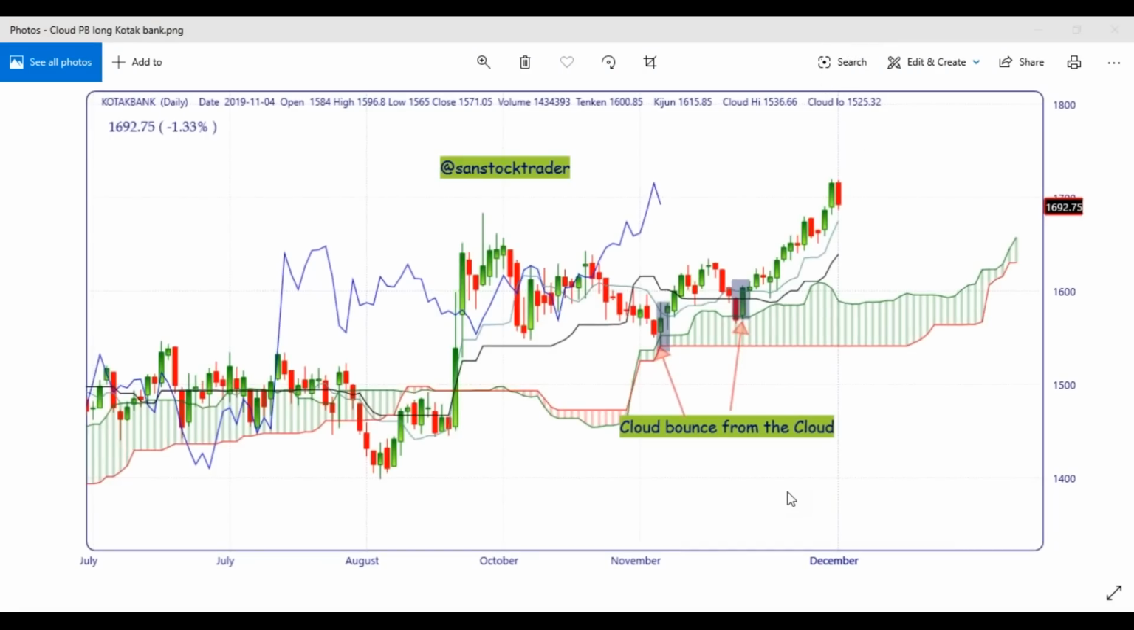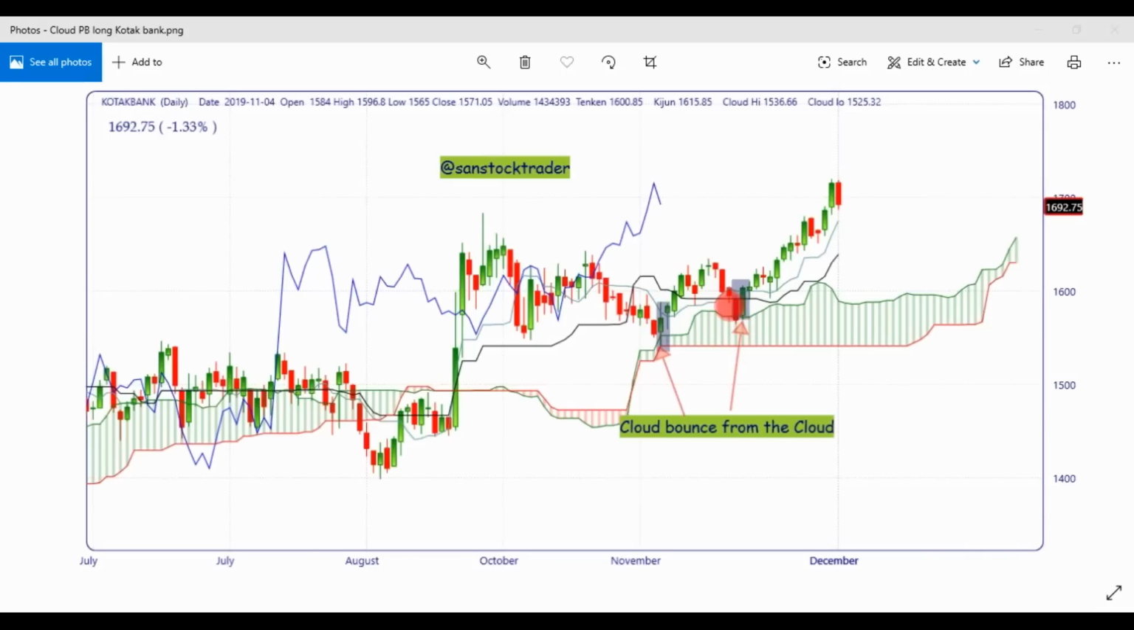Okay, so I have a Kotak Mahindra Bank chart in front of me. It's a daily chart. The strategy part is very easy to identify. Here, Kotak was trading well above the cloud for a long time, almost the entire month, and then it touched the cloud and bounced from it. So above this candle high was a long entry.